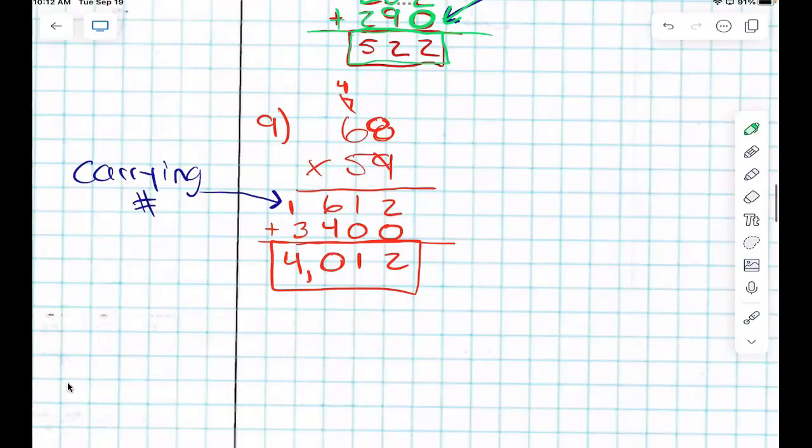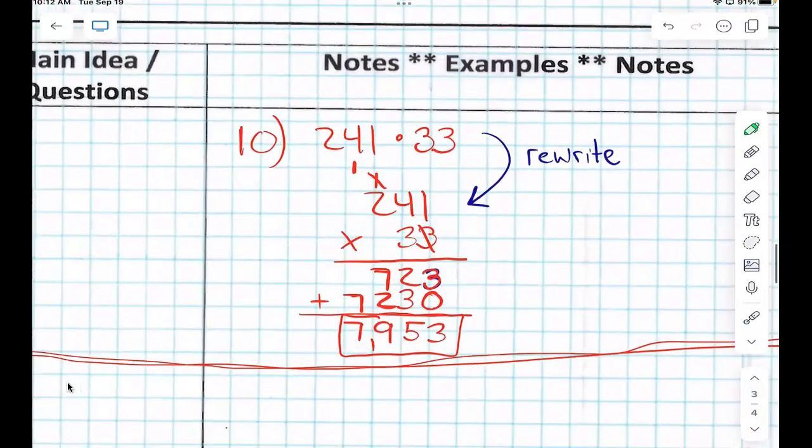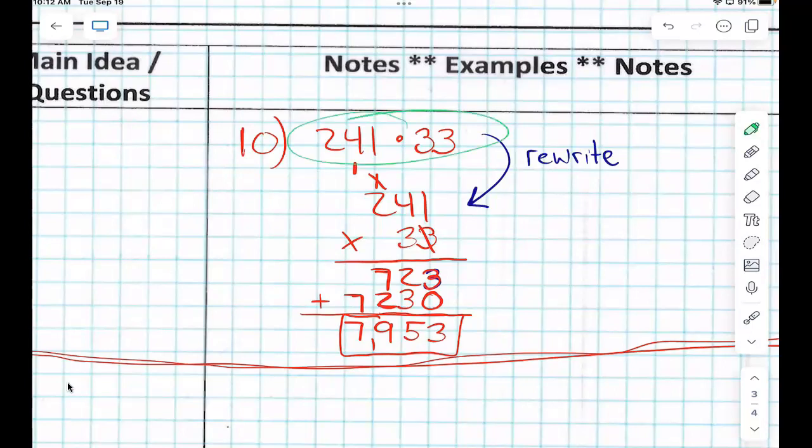The last thing I want to tell you is when you get to a problem like number 10, I wrote the problem going across the paper, right? We can't show our work with the problem going across the paper, so we did what we call a rewrite. And we rewrote the problem so that we could show our work. Is everybody cool with that? Yes. We good?